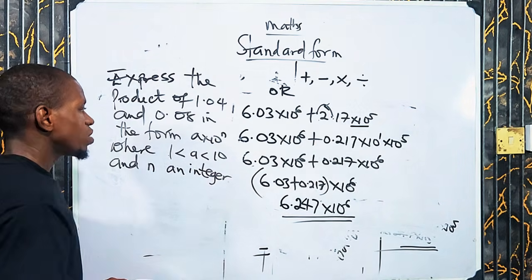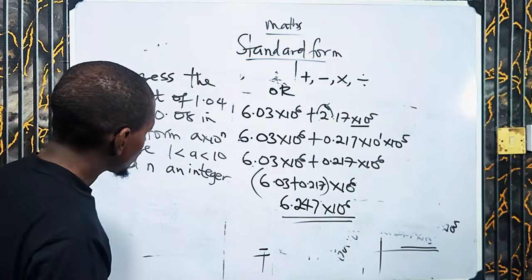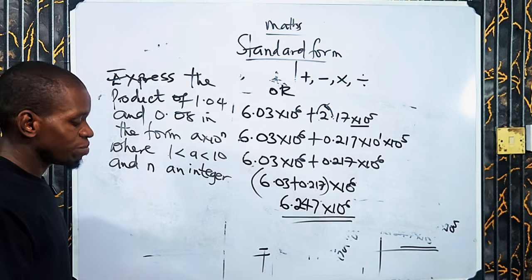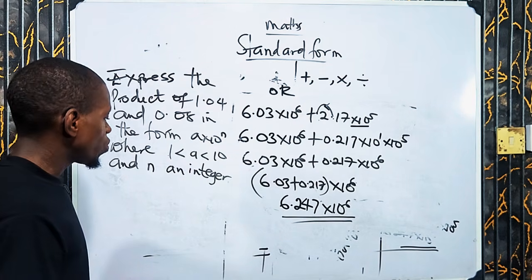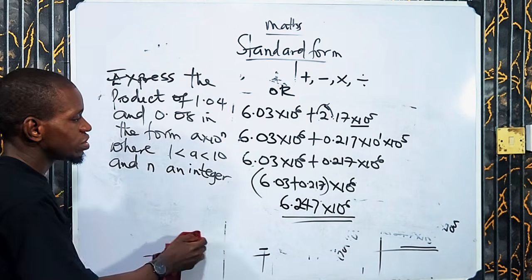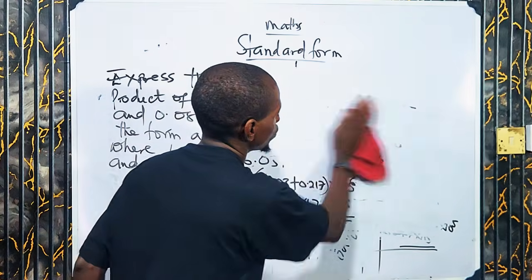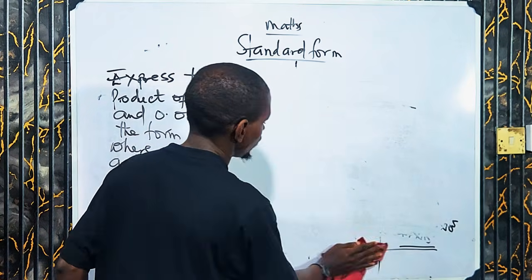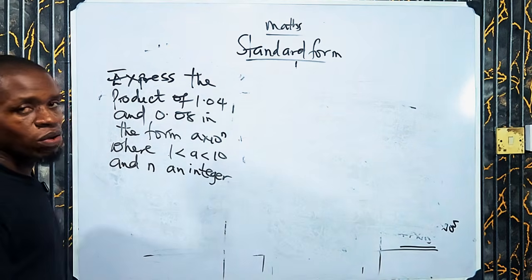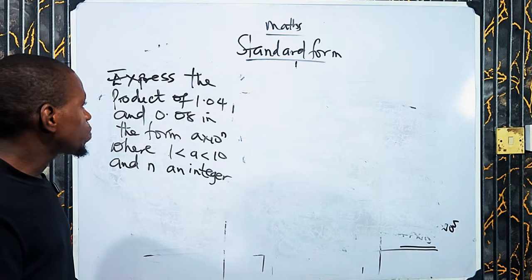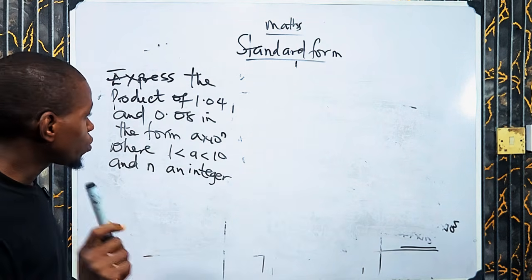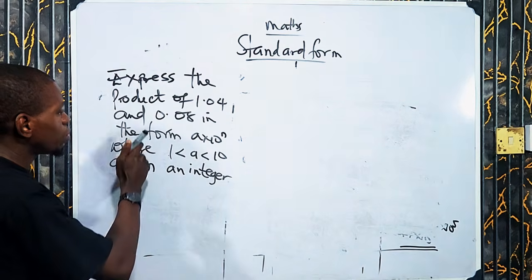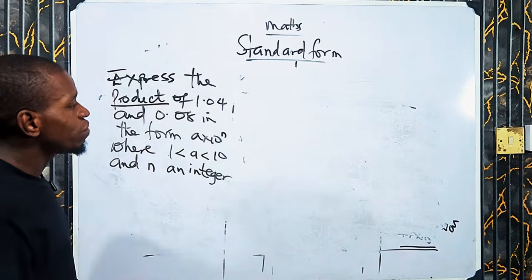Okay, so what does this mean now? It just simply means that we are going to give our answer in standard form. You know where I keep telling you that your n is going to be an integer, and your integer can be positive or negative. This question falls under multiplication, because the word product means multiplication.